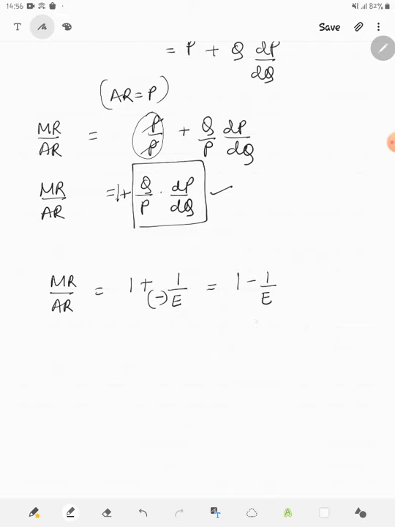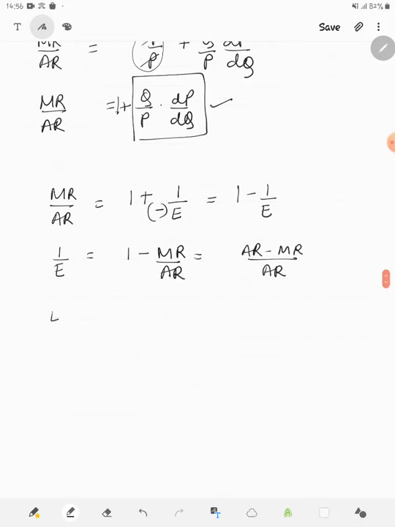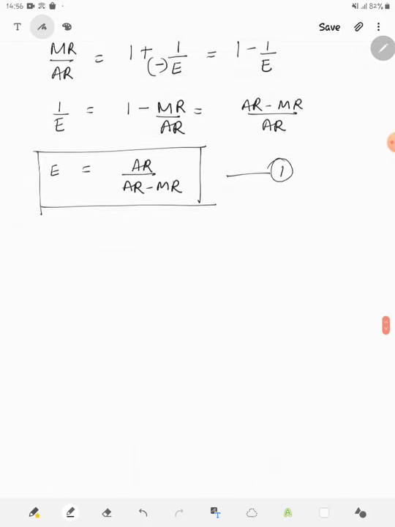So this can also be written as 1 by E is equal to 1 minus MR by AR, which is AR minus MR by AR. Okay. So what is E? Just the reciprocal of the formula for 1 by E. So it is AR by AR minus MR. So we get the relationship between elasticity of demand and AR and MR. This is our first equation.